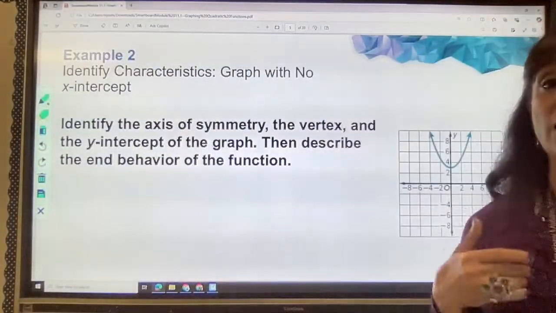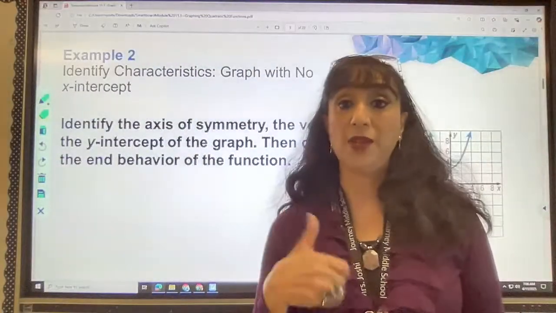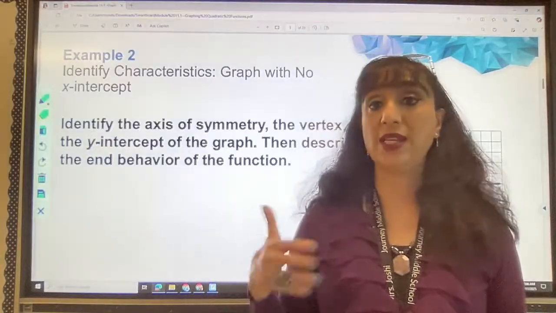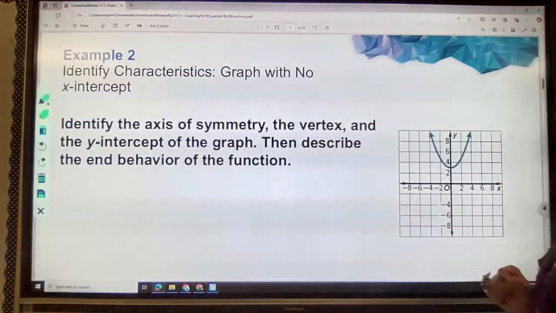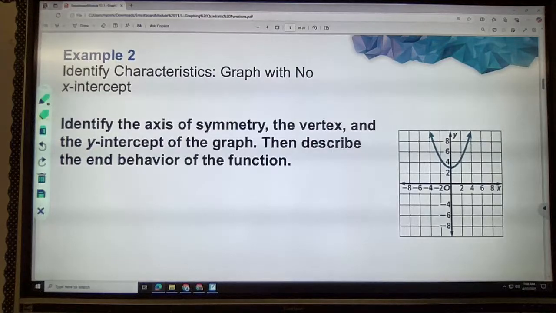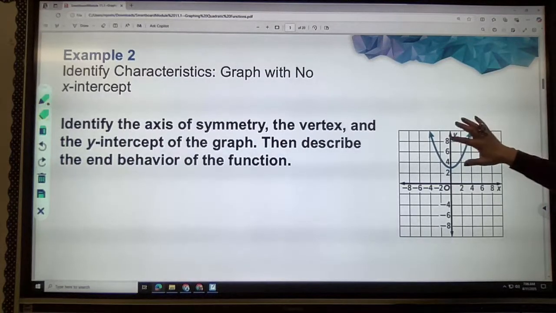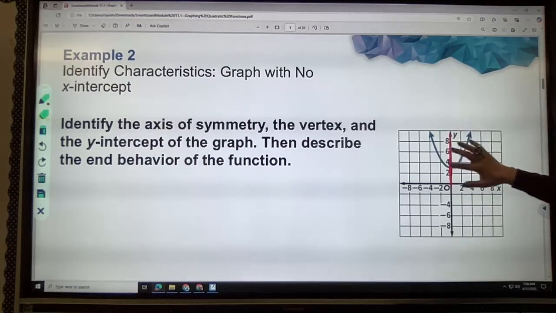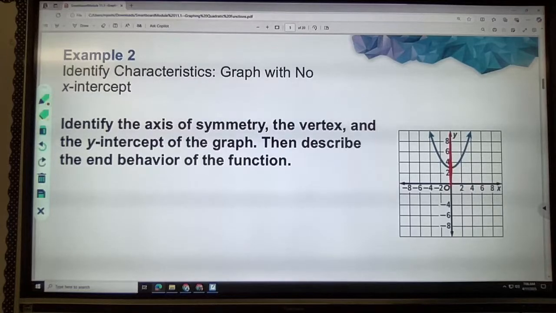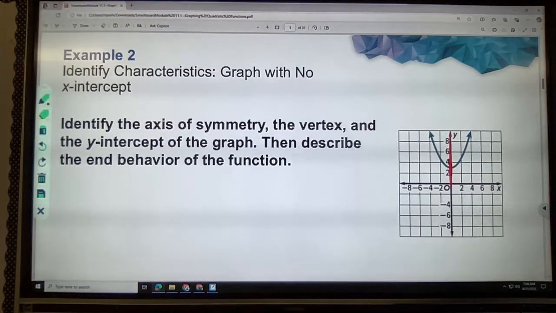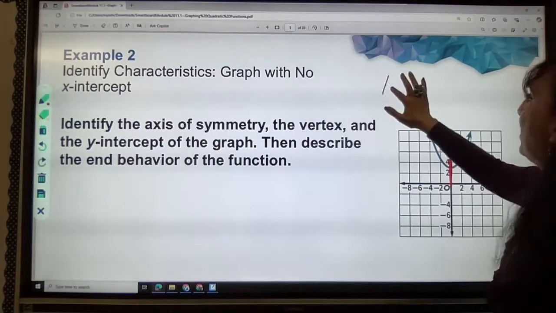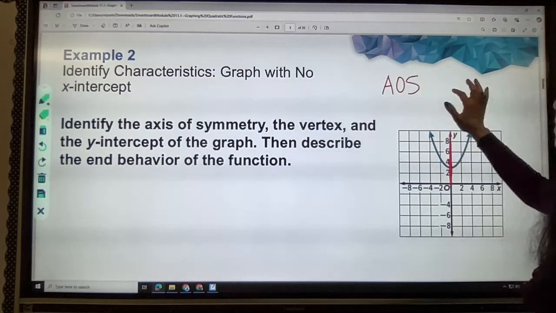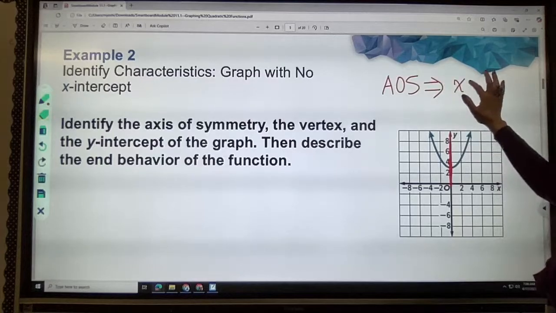Again, we are talking about the axis of symmetry. That means where is x, the vertex, y-intercept, end behavior, etc. When I look at this one, I can see the axis of symmetry, where this line is cutting the parabola. My axis of symmetry is going to be where x is equal to 0. So the axis of symmetry in this case is x equals 0.